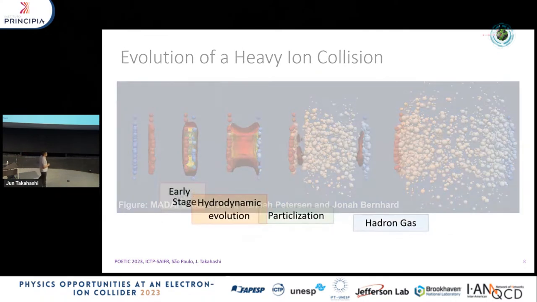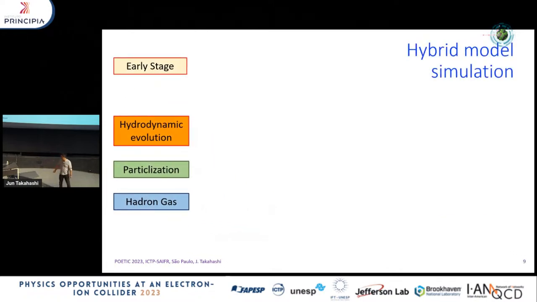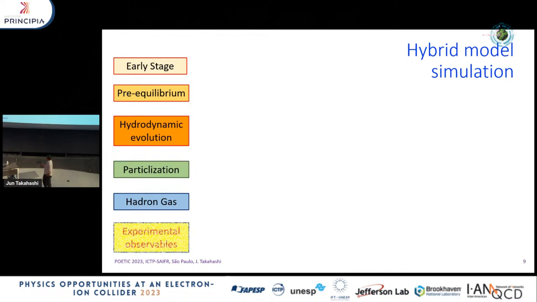So that's what we do in the EXTREME collaboration. We put together all these different stages. Let me just add two more boxes to this line. We have the early stage that we saw. I'm going to put in an extra box called the pre-equilibrium phase. And then we have the hydrodynamic evolution, particleization, and hadron gas, just like I showed in the previous scheme. And then let me add another box here, which is the experimental observable. This is what the experiments actually observe.